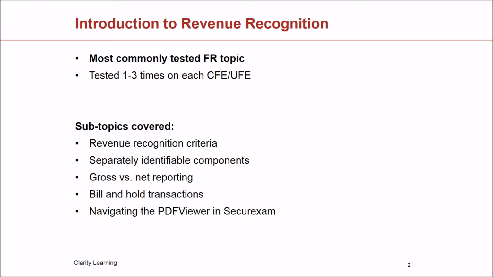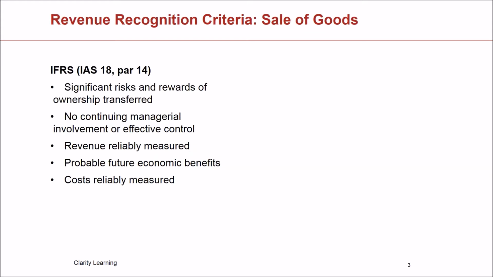Some of the subtopics that we'll be covering today include the revenue recognition criteria for both sale of goods and rendering of services. These come up quite frequently on the CFE and historically UFE. In addition, make sure you understand the separately identifiable components, gross versus net reporting, and bill and hold transactions standards. In addition, I'll provide some advice on how to navigate the PDF viewer in Secure Exam in order to find the standards efficiently. So let's move on to the sale of goods.